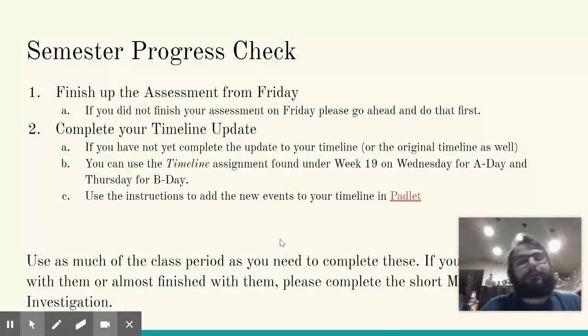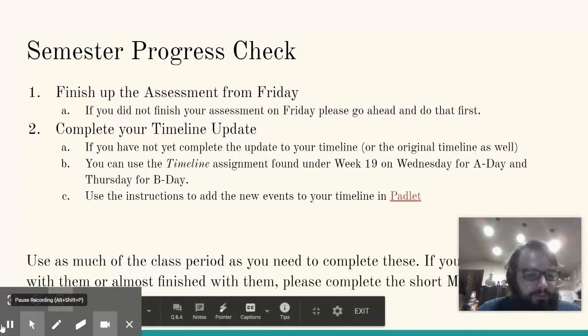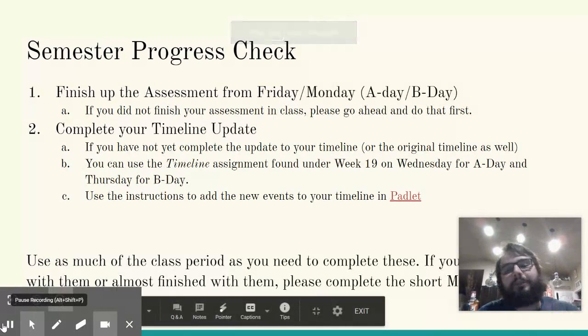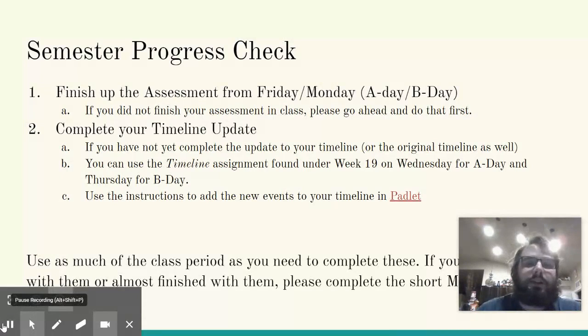All right, first thing is the semester progress check, okay? So today, if you are behind, this is to help you get caught up. You can take as much of the class time, about an hour or so, that you need to get caught up. So first thing, if you have not finished the assessment from Friday, or if you're in B group, Monday, please go ahead and do that first. Please finish up that assessment. Once again, if you have not finished that assessment, please do that.